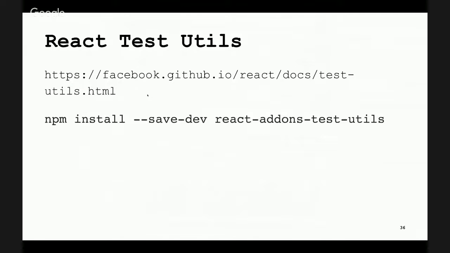So the first thing we're going to do to start testing React components is install the React add-on called TestUtils, which we install just through npm. This link there takes you to the full documentation for the TestUtils.